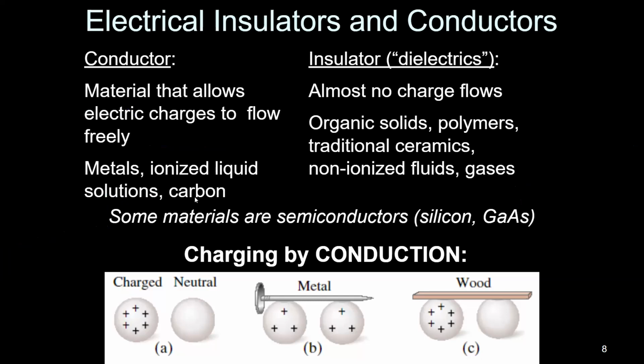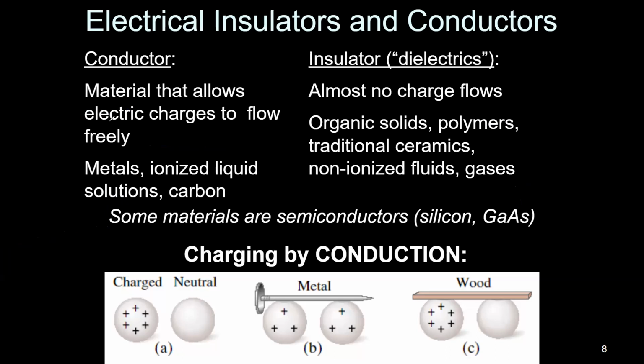Electric insulators and conductors. You probably know what these are already since you've taken middle school science, I assume. But in case you don't, an insulator is basically something that does not allow electricity to flow. That means the electrons cannot flow throughout the surface. A conductor is a material that allows electric charges to flow freely.